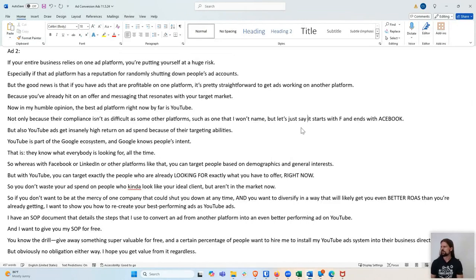So whereas with Facebook or LinkedIn or other platforms like that, you can target people based on demographics and general interests. But with YouTube, you can target exactly the people who are already looking for exactly what you have to offer right now. So you don't waste your ad spend on people who kind of look like your ideal client, but aren't in the market now.